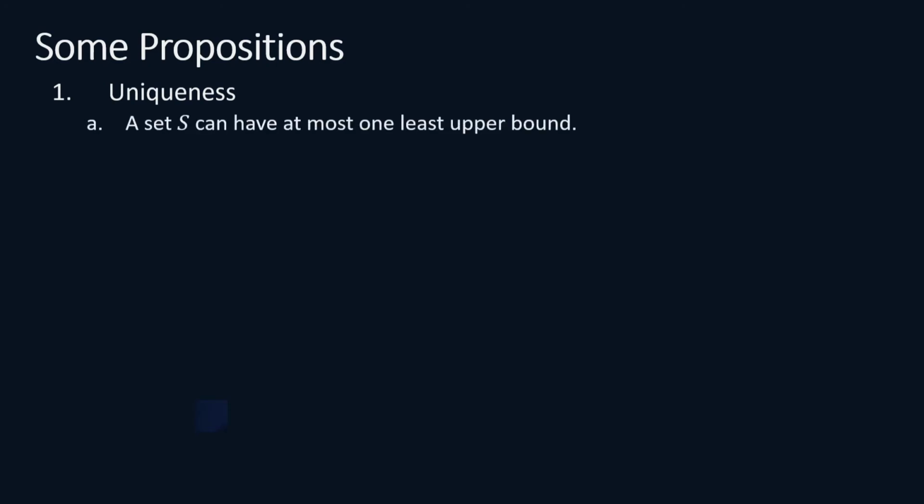There are some propositions that I want you to be familiar with. The proofs of these propositions may be explained soon. So the first one is about uniqueness. A set S can have at most one least upper bound. So it means that a set S may not have the least upper bound. That's the meaning of at most. Or if it has the least upper bound, then there should be only one.